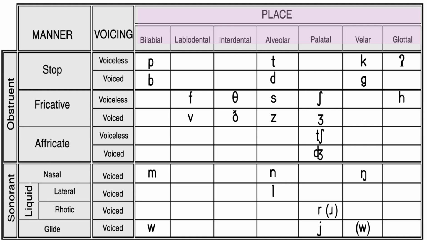To recap, regarding the place of articulation, English consonants are classified as follows: bilabials, labiodentals, dentals, alveolars, palatals, velars, and glottals. Bilabials are consonants produced at the lips. Labiodentals are consonants produced at the bottom lip and top teeth. Dentals are consonants produced at the teeth. Alveolars are consonants produced at the alveolar ridge. Palatals are consonants produced at the hard palate. Velars are consonants produced at the soft palate. And glottals are consonants produced at the glottis.